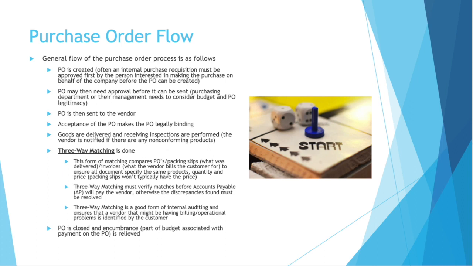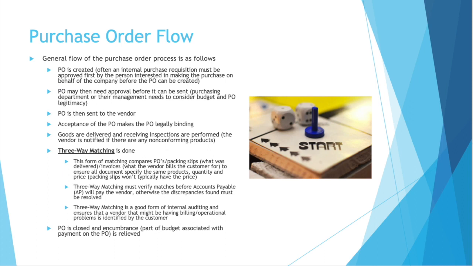The purchase requisition will be filled out by the person interested in getting the purchase made. After the purchase requisition is approved, the PO is made, and sometimes that needs approval as well. Or if you work for a company where you just create the PO first, that will often need approval before it can be sent. And the PO will be reviewed by the purchasing department or some form of management. The PO is then sent to the vendor. Once the vendor accepts, the PO becomes legally binding.